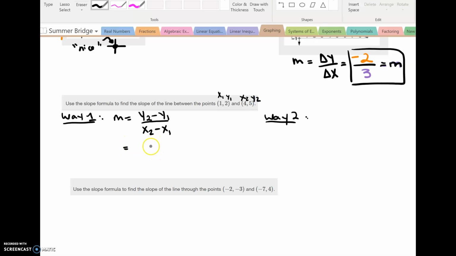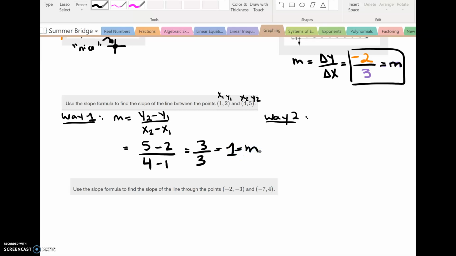And then you just plug it in. So, 5 minus 2 over 4 minus 1. Well, that's going to be 3 over 3, which is equal to 1. That's your slope.